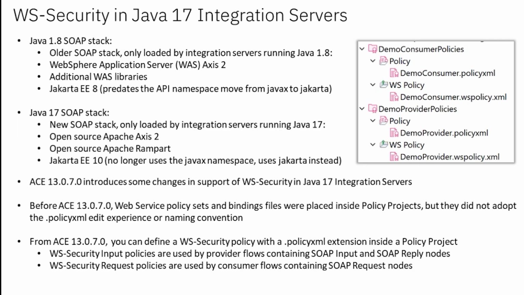So, for example, in the area of using JAX-B support within a Java compute node, or if you have your own Java code that you run as part of a Java compute node, that needs to work with Java 17 if you're going to adopt that newer version. Specifically where SOAP is concerned, we've got a new SOAP stack that we load up for those Java 17 integration servers, and that actually includes open source Apache Axis version 2, and also includes Apache Rampart.